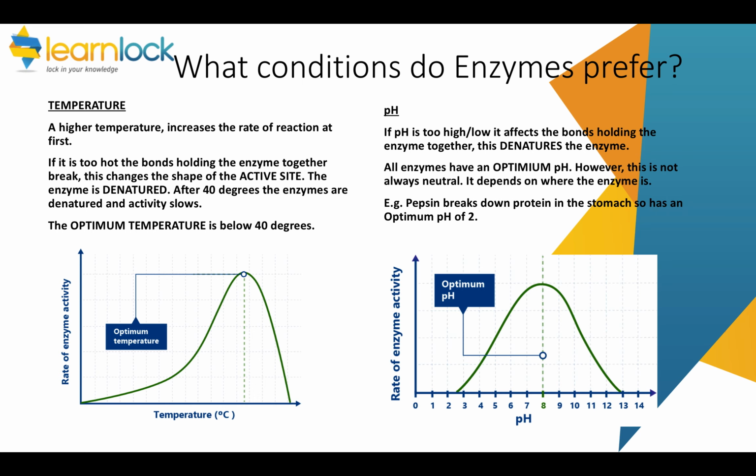So the best temperature for an enzyme to work is below 40 degrees, not over 40. In terms of pH, the best pH depends on what the enzyme is. For example, enzymes in the stomach work best at pHs of 1 or 2. Enzymes in the mouth work best at pH 7. But again, the best pH is called the optimum pH.